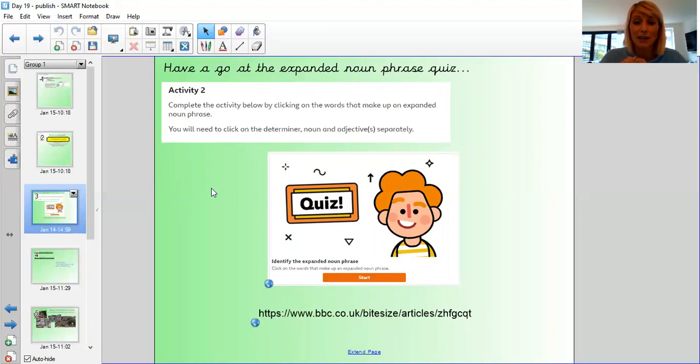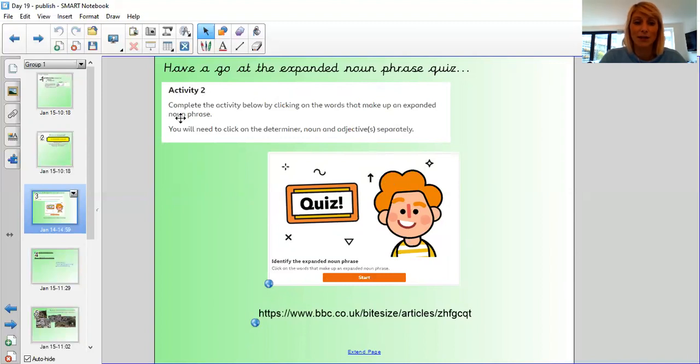So use the link, you'll see a page all about expanded noun phrases. There's some teaching information and things to help you learn, but if you scroll down, you'll then find the quiz, and this is what it looks like. Okay, so it says quiz, and you've got this character here. So look for that, and there's 6 questions for you to have a go at, just to see if you can identify the expanded noun phrases in the sentence that they give you, okay?